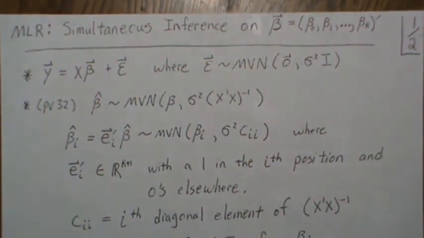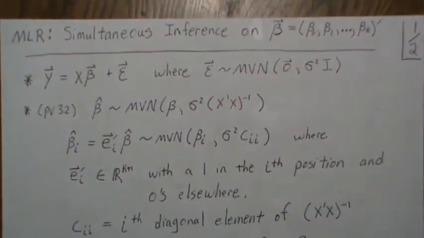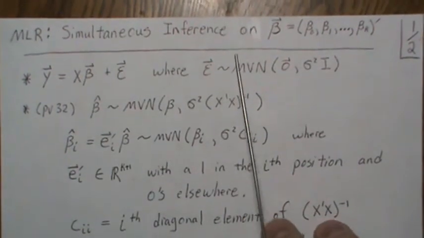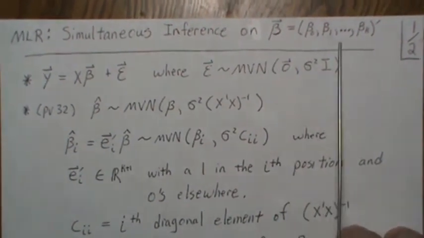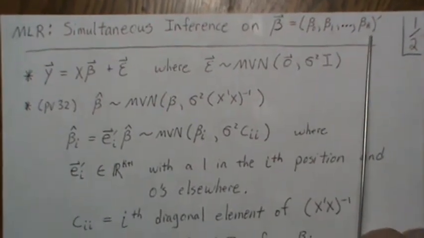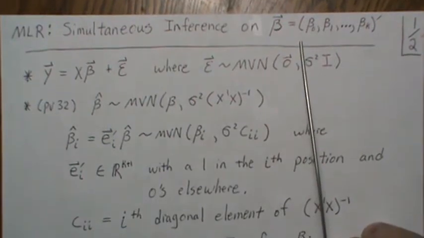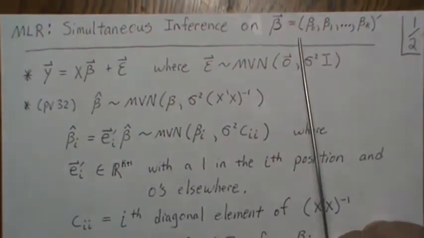Hello, in this video we're in the multiple linear regression setting, and we're going to develop a way to simultaneously make inferences on this beta vector, or all the beta parameters at one time. We're going to use a multivariate approach, and we're going to use a Bonferroni approach.